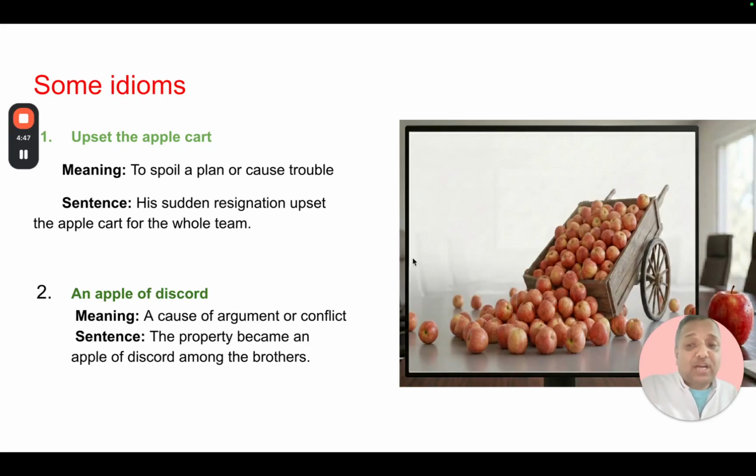The second one, an apple of discord. Have you heard anyone say apple of discord? It means a cause of argument or conflict, maybe a quarrel. The property became an apple of discord among the brothers. The property was the matter on which the brothers went on quarreling, having disagreement. That's the meaning of this idiom.